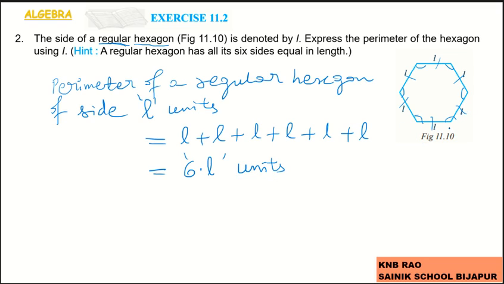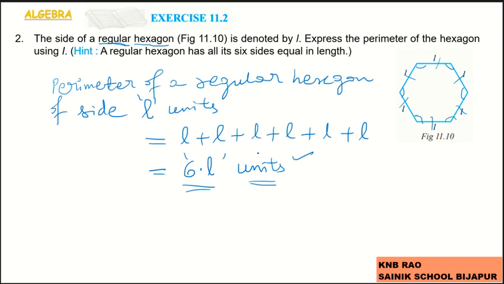If L is in the units of meters, then we say 6L meters. So units are very important when it comes to the mensuration chapter. Don't forget centimeters or meters, kilometers, liters, milliliters, seconds, minutes, hours. Do not miss out writing the units. Now the total length of the boundary of this regular hexagon will be 6L, which we call the perimeter of this regular hexagon, 6L units.